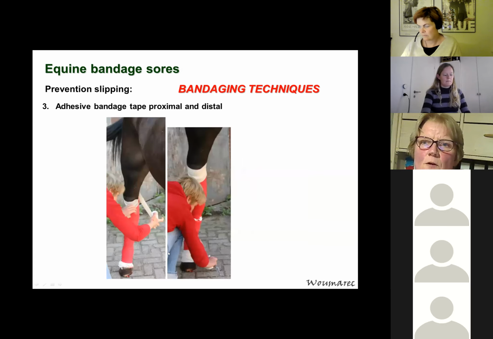The third way to prevent slipping is using the adhesive tape. Well, everybody of you will know that on the proximal side and distal side. There's not much to say about this.